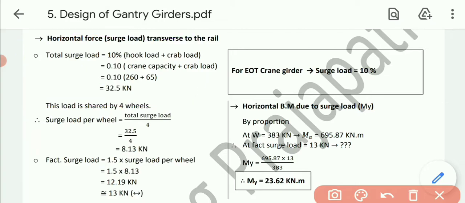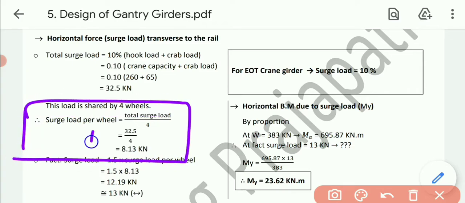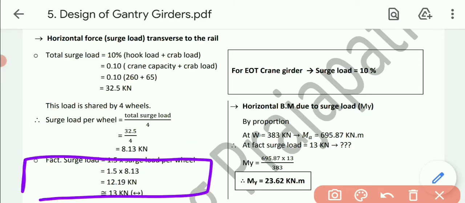Now this load is shared by 4 wheels. As this load is produced by the trolley, and there are 4 wheels in the trolley, each load will be shared by the 4 wheels. So the load on each wheel will be the total surge load divided by 4, that is 32.5 divided by 4. Answer is 8.13 kilonewton. That's the surge load. Now let's convert it into the factored load, multiply by 1.5. I will get the answer 12.19 kilonewton. Let's convert it to a round figure, that is 13 kilonewton. So this is our surge load which is produced by the crab over the gantry girder.